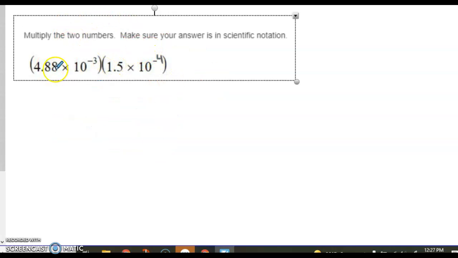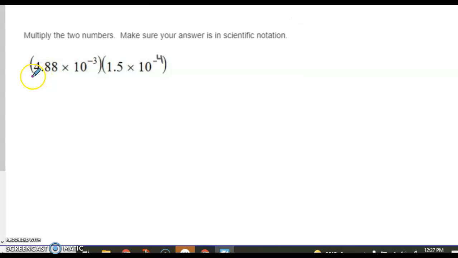Multiply. Okay, these numbers are in scientific notation. So when we multiply in scientific notation, we can take a little shortcut here where we're going to go ahead and multiply the numbers. And I would just do that in your calculator. So you're going to do 4.88 times 1.5. That gives me 7.32. So I multiplied my numbers.